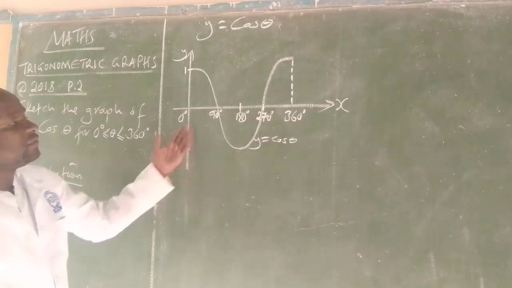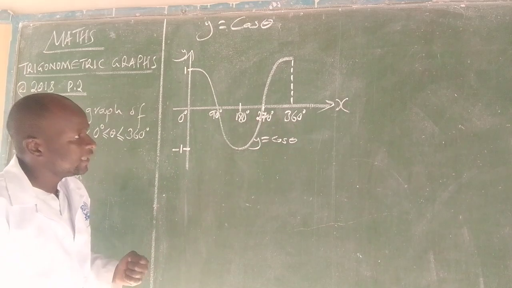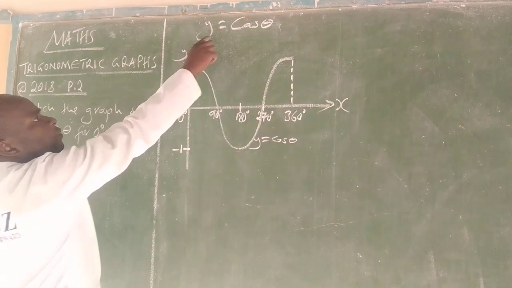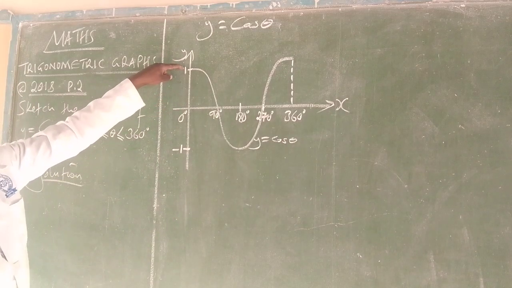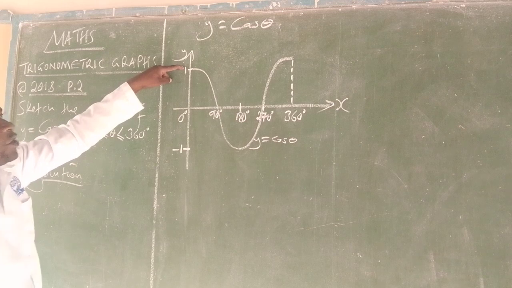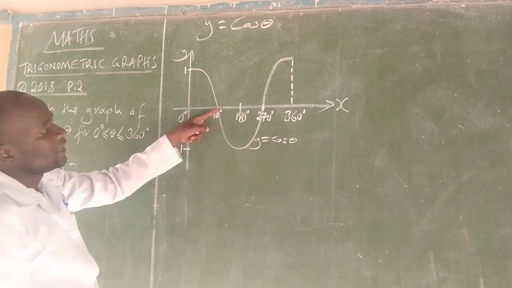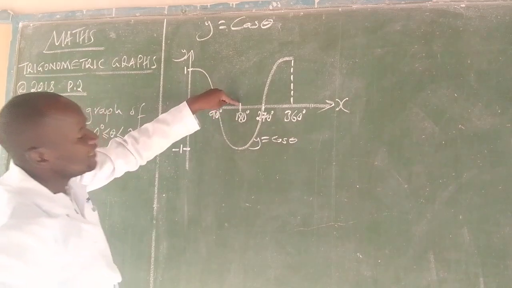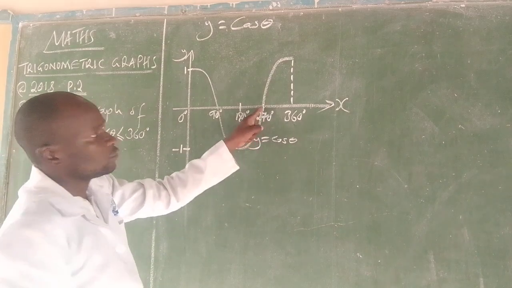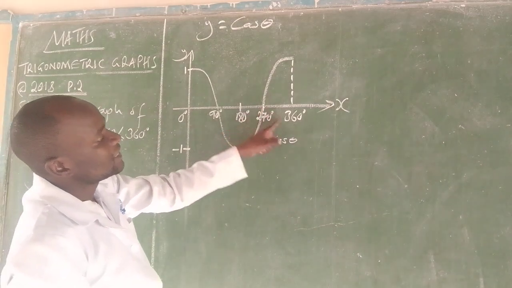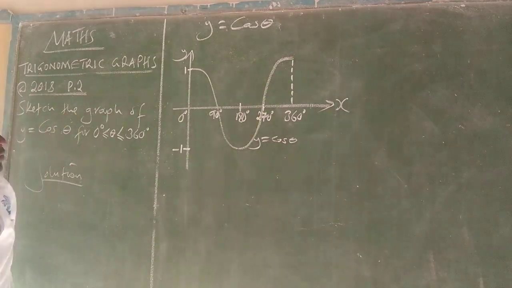In case you forget this method of dividing 360 by 4, you simply say, okay, cos 0 is 1. That is why our graph has started from 1 there. Cos 90 is 0. That's why 90 is here. Cos 180 is negative 1. That is why it is here. Cos 270 is 0. That is why it is here. And cos 360 is 1. That is why it is there. So we can also do it in that manner.